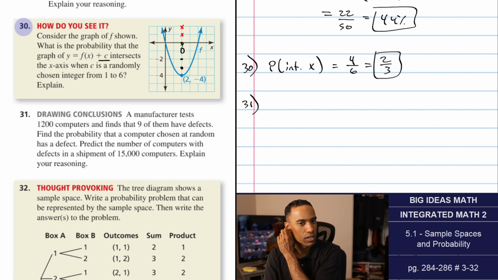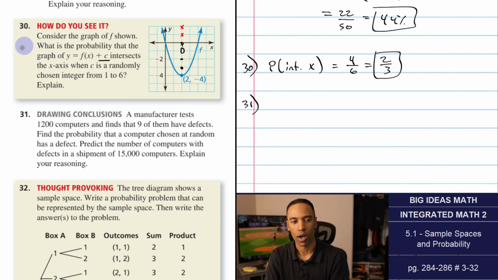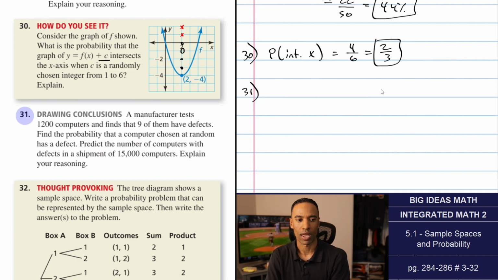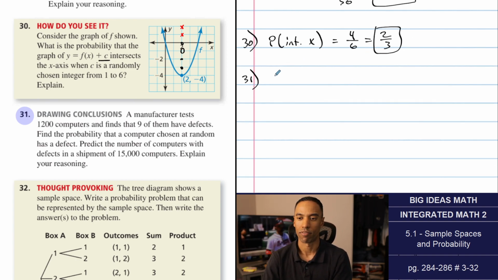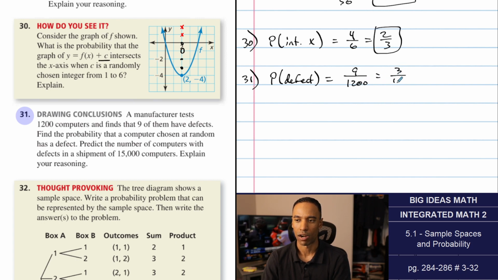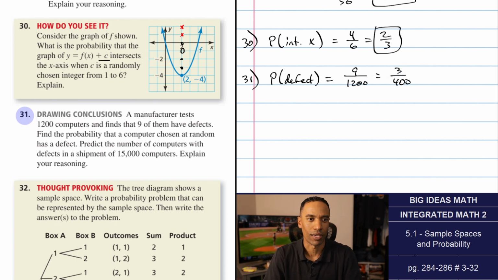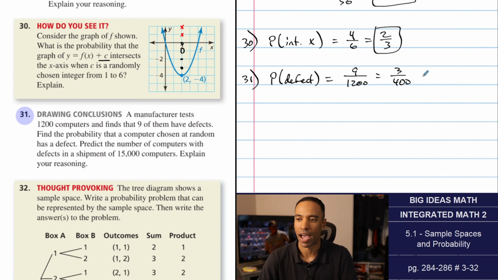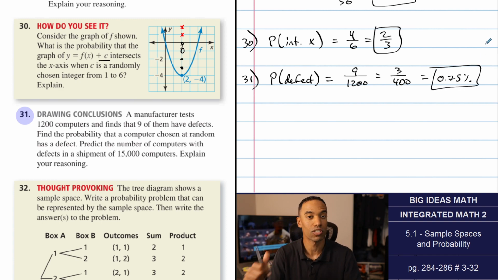Okay, number 31, drawing conclusions. A manufacturer tests 1,200 computers and finds 9 of them have defects. Find the probability that a computer chosen at random has a defect. Well, that's 9 out of 1,200, which reduces to 3 out of 400. As a percentage, 3 divided by 400 is 0.0075. That's 0.75%. Less than 1% chance of defect. That's good. I mean, that seems high still, but whatever.